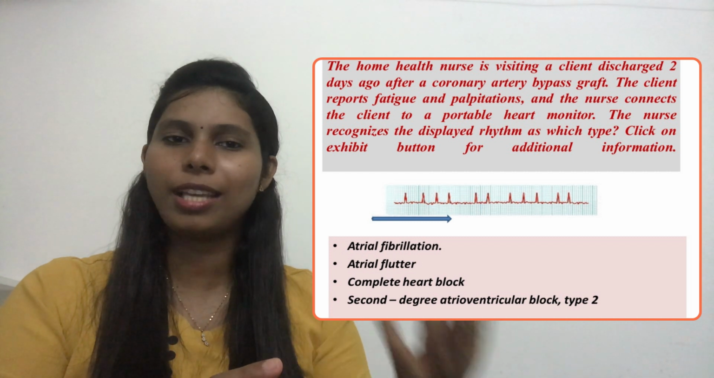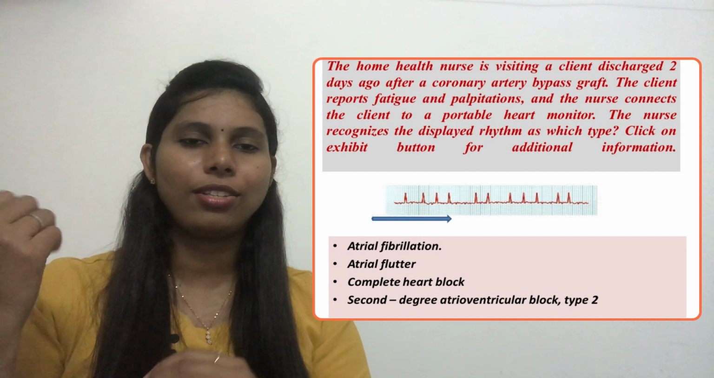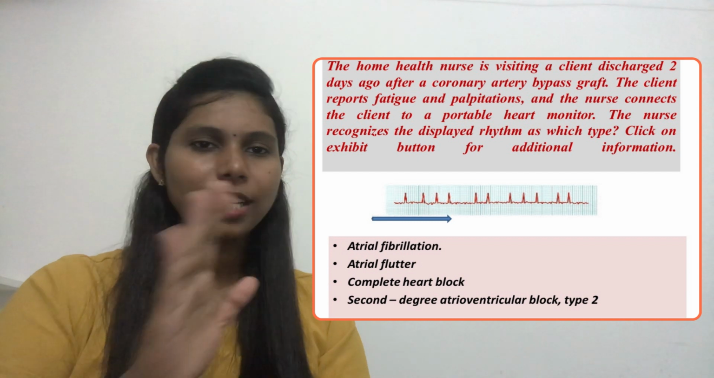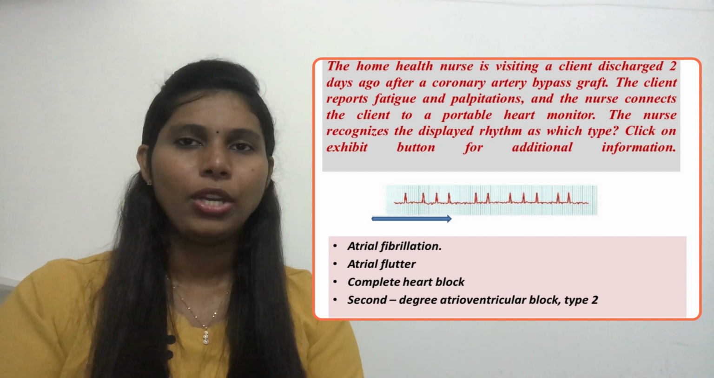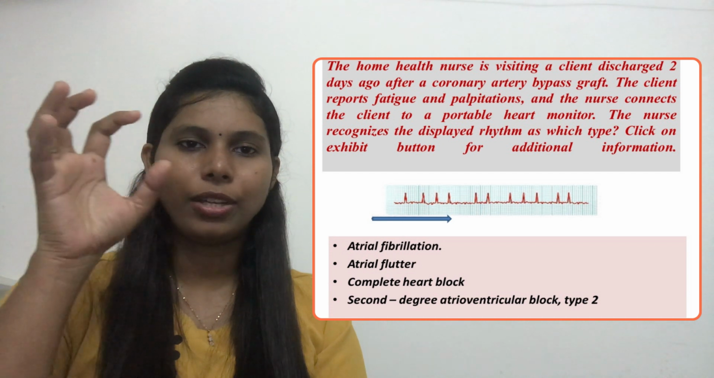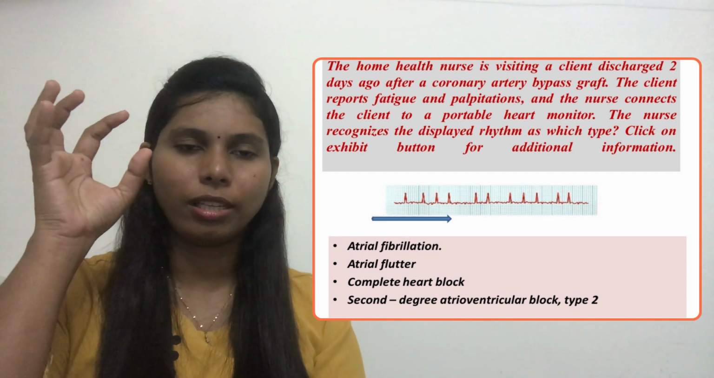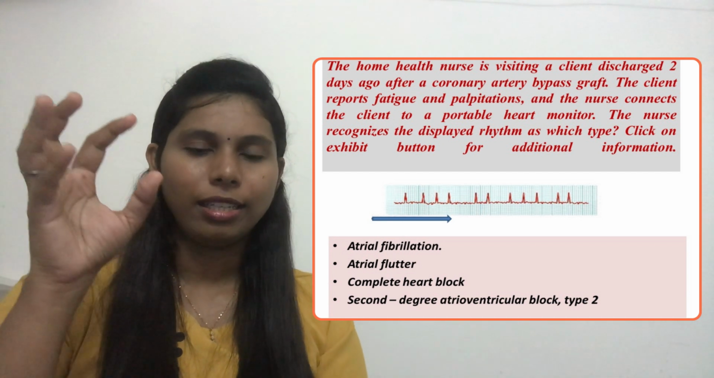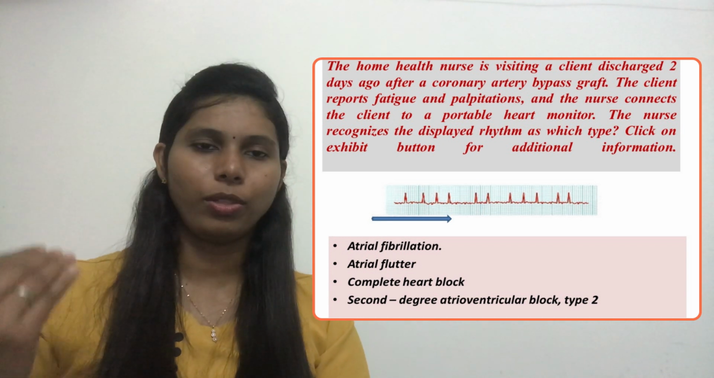Some students might skip that and suddenly just select the options. That is going to be a wrong answer. So click the exhibit button and go through the notes or the pictures, whatever is there. Read carefully, then come back to the options.